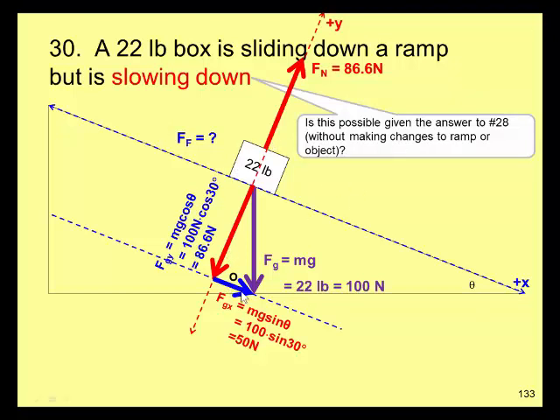So if we have 50 newtons acting down the ramp, we better have something more than 50 newtons acting up the ramp. So maybe we'd have 60 or 70 newtons acting up the ramp to slow us down. And the question is, once again, what changes could I make to the ramp to make something like this happen?